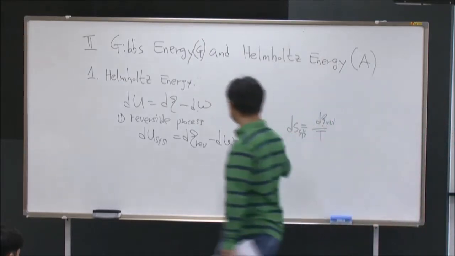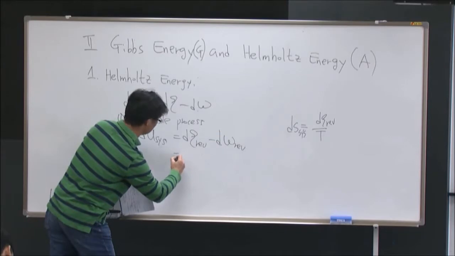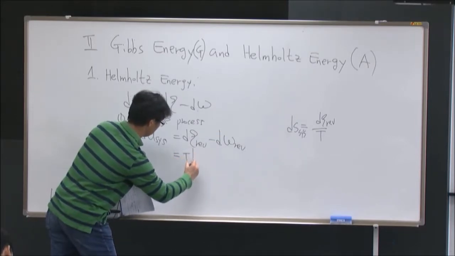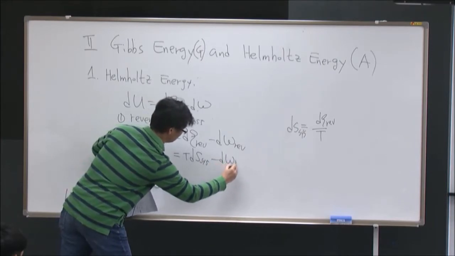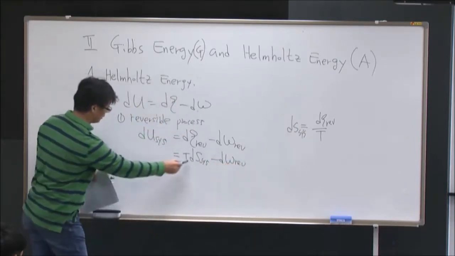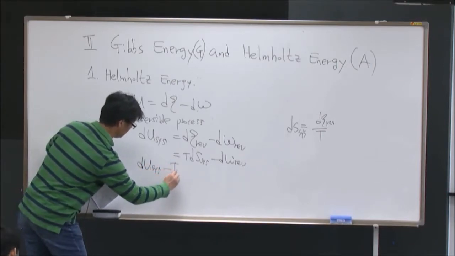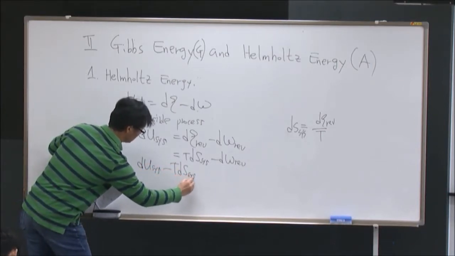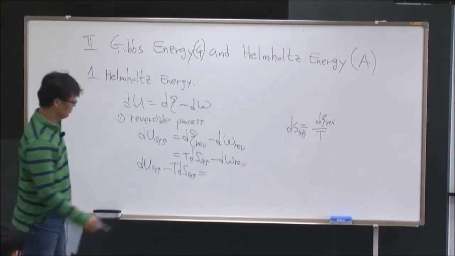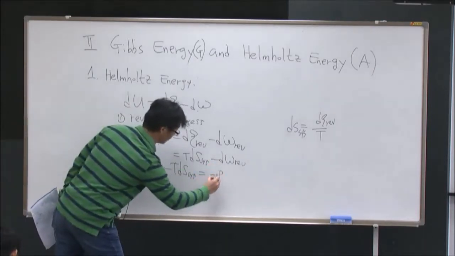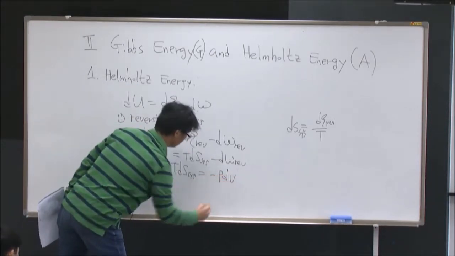So dq reversible can be changed to T ds of system minus dw reversible. Let's move this one here. So dU of system minus T dS of system is equal to minus dw reversible. If we only consider the PV work, this is P dV.